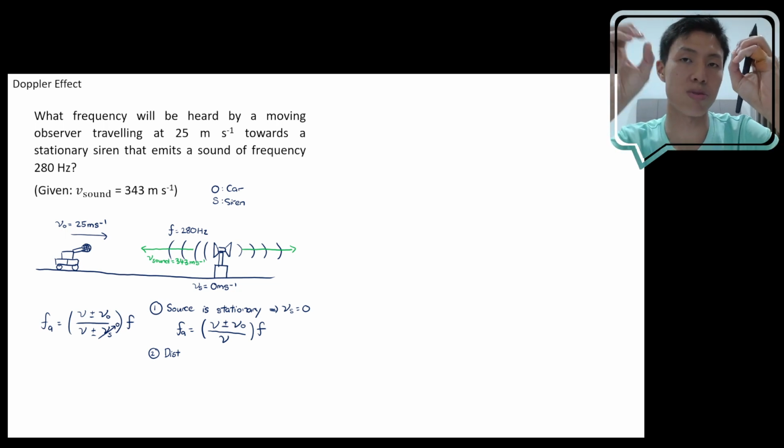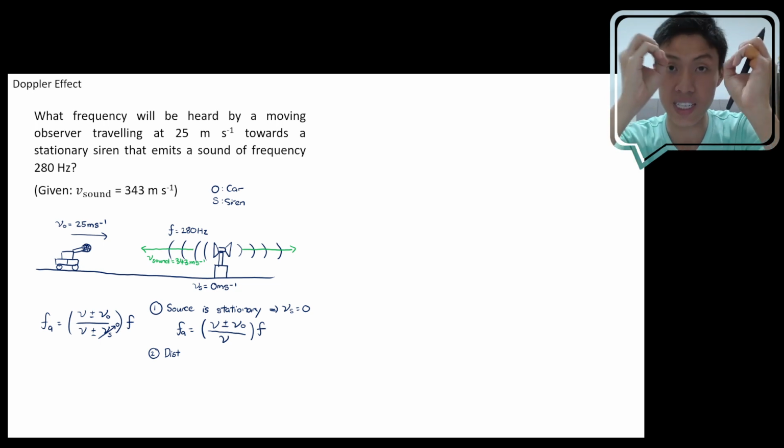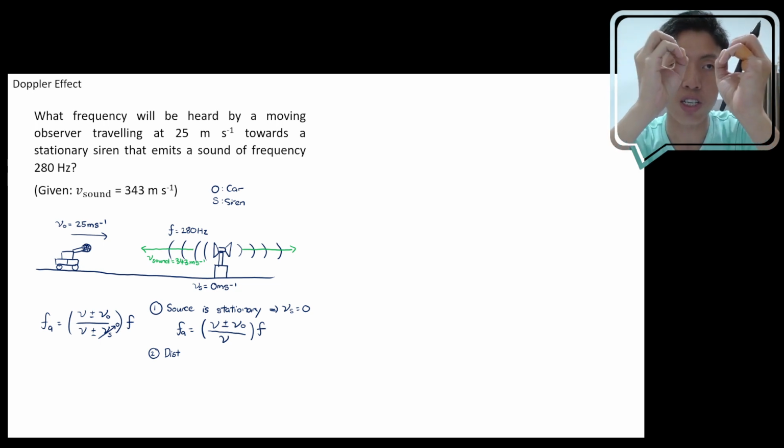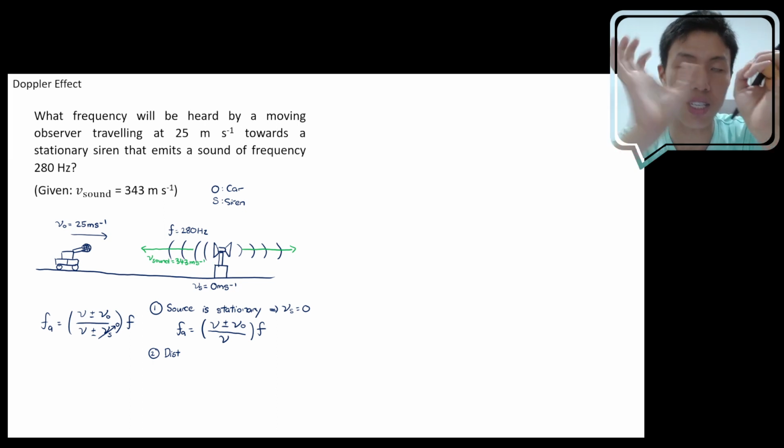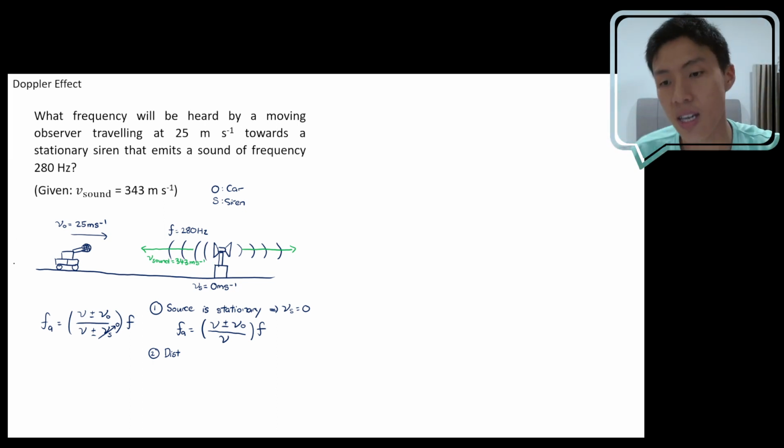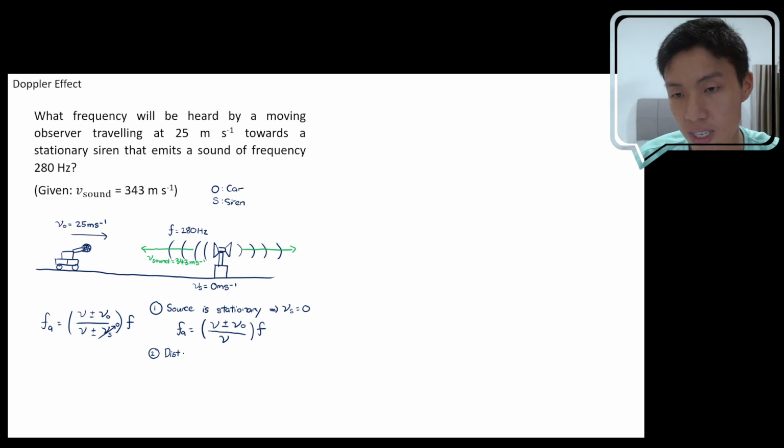In this case, the observer is moving towards the sound source. Towards the sound source means the distance between the two objects will get smaller and smaller, because the observer is moving towards it. Okay, if the distance is decreasing, then we know that the result will show that the apparent frequency must be greater than the frequency produced by the sound source. Okay, this is true for any case.